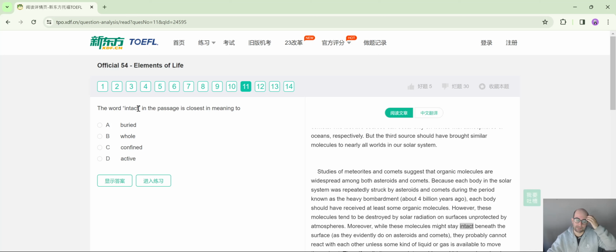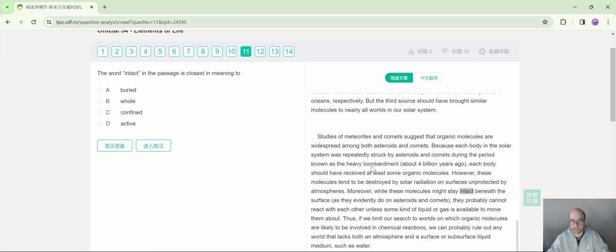Question 11, the word intact. So another vocab in context. Okay. So intact, if something's intact, guys, like it's not separated, right? It's just whole. It's together, basically. But always read the sentence that contains it to get the context too. Otherwise, sometimes it could be another answer. Moreover, while these molecules might stay intact beneath the surface, so like they stay together, right? They probably cannot react with each other unless something happens.